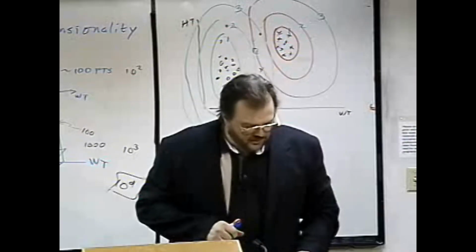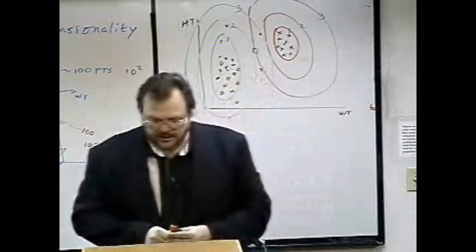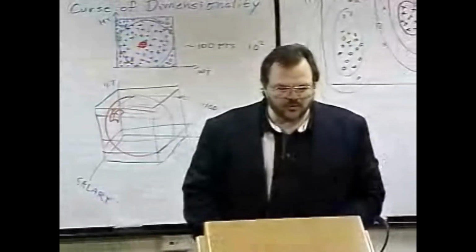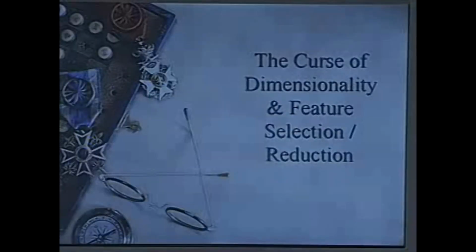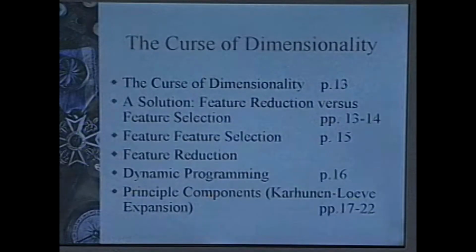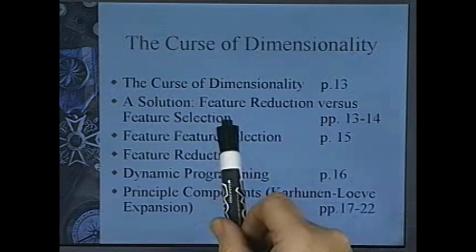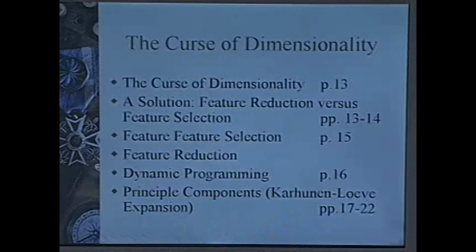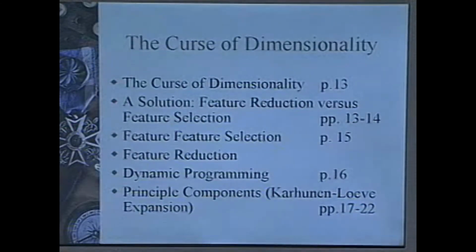There are actually two ways to get away from this. Let's see if I have it on here. Yes, the slide on the curse of dimensionality and feature selection. Okay, we've talked about the curse of dimensionality. There are solutions to it. Also, some practical solutions are feature reduction versus feature selection. Let me explain to you the difference between reduction versus selection.